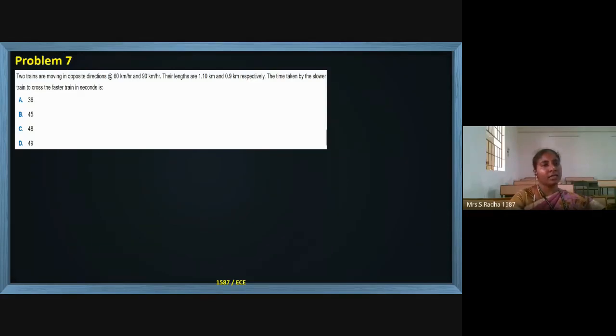First of all, they are moving in opposite directions, so we can calculate the relative speed. The relative speed of the trains will get added when they are moving in opposite directions. Same direction means it will get subtracted. So 60 plus 90 is 150 kilometers per hour, the relative speed of the two trains.